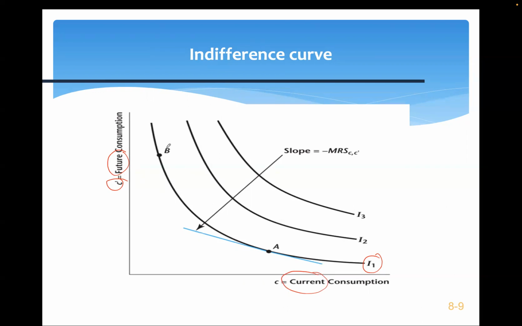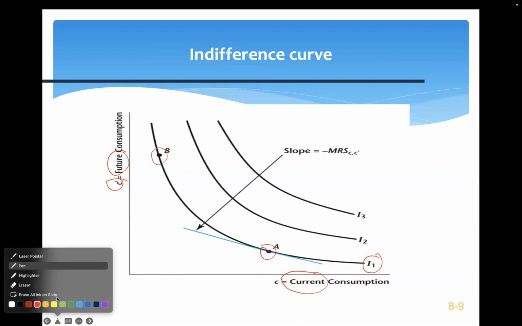Okay? But along this line, you have different combinations of C and C prime. Like say B versus A. Okay. So at B, you have more of C prime, but less C. And at A, you have more C and less C prime. All right. So this is the indifference curve. Now let's see why the indifference curve looks like it does. Okay. This actually follows from the three assumptions we have just discussed. Okay, let me erase this and then explain to you one by one.